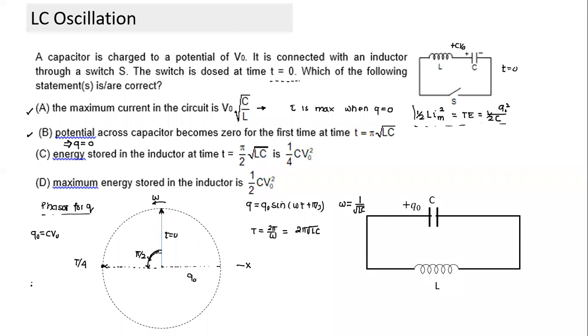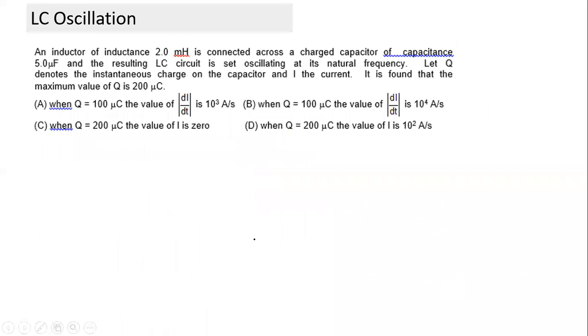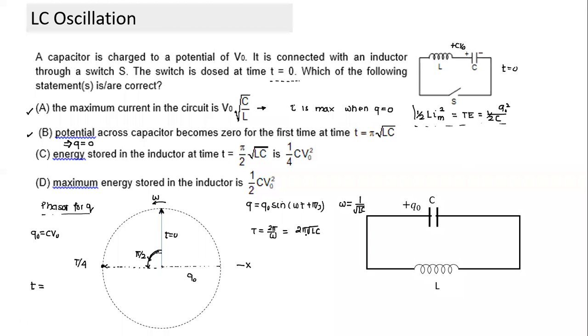I know the value of T, and I substitute it, so T by 4 is equal to pi by 2 root LC. This option is not correct. Okay, what is the third option? The question is: what is the energy stored in the inductor at time pi by 2 root LC? Can I find where the phasor is at this particular time? What is this time equivalent to in terms of T? We know that T is 2 pi root LC. So how much is this time in terms of T?